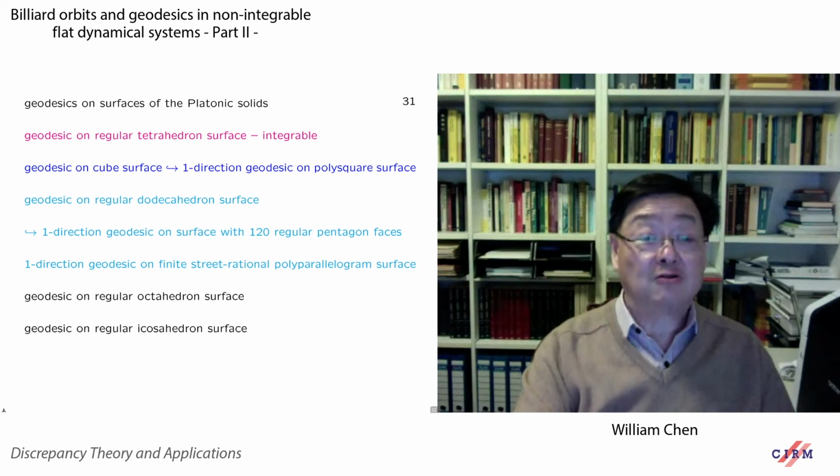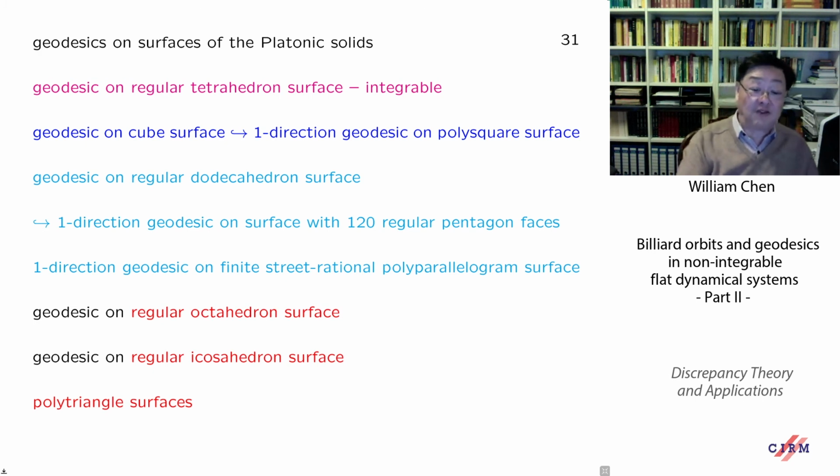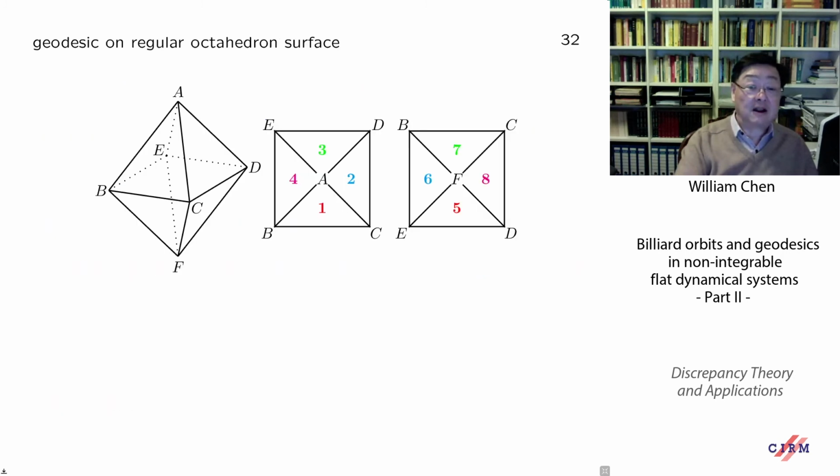The other two remaining Platonic solids are the octahedron and icosahedron. And for these surfaces, we are actually looking at polytriangle surfaces. They are made up of triangles. Let's look at one of them. Geodesic on the regular octahedron surface.